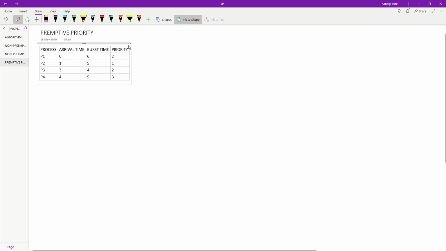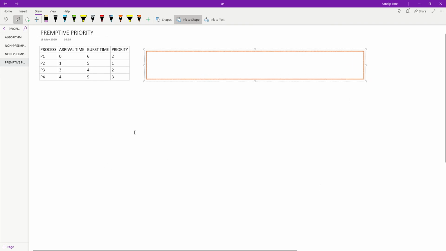With this, we'll start drawing the Gantt chart. See the example here. In this example, you can see processes P1, P2, P3, P4, with arrival time, burst time and priority given. But here it is preemptive, so at every 1 millisecond the CPU will come out and check whether any other processes are available in the ready queue or not.